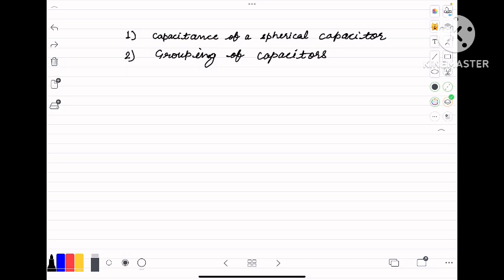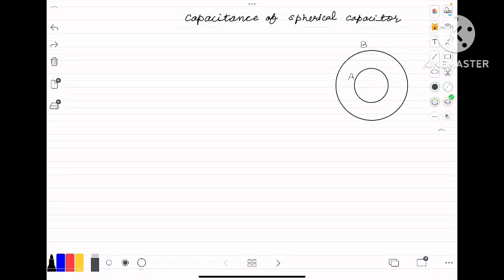So first topic is capacitance of spherical capacitor. First of all, we will learn what is a spherical capacitor. In the last topic, we did capacitance of a parallel plate capacitor. A parallel plate capacitor has two metal plates, with one given a charge plus Q and the other one earthed.